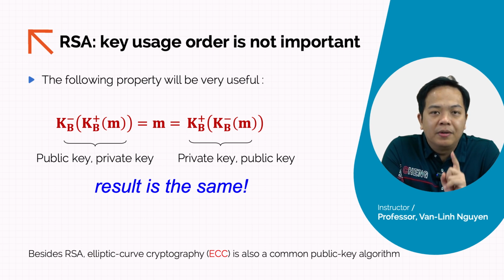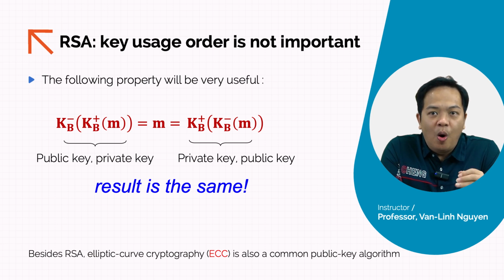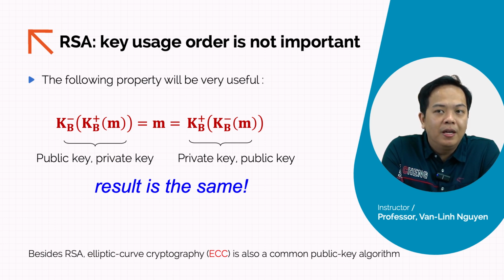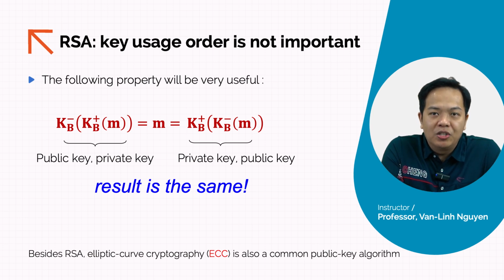But there is one critical thing in public key cryptography: the order is not important. You can use the public key first, then the private key, or the private key first and the public key later. That is equal to the public key first and the private key later. The result is the same. So if you use the public key first and then the private key, when you decode again, the order is not important. It still works well. Make sure you use two different keys.